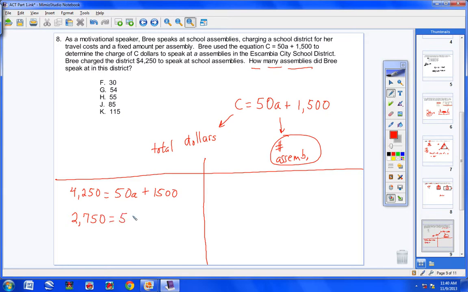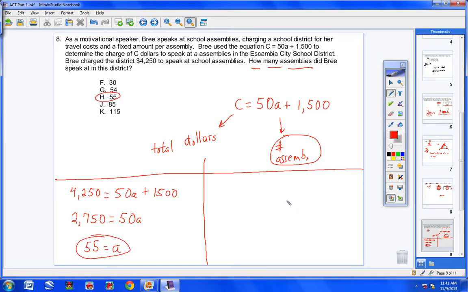I think that's right. So we're going to bring the 1,500 over, and we're going to make it negative. And then we're going to divide both sides by 50. So I think we would get 55. Let's check my sheet here and see if that's the right answer. Yeah, that's the right answer, H. So divide both sides by 50, and you get 55. So there's how many assemblies she spoke in, 55, letter H.